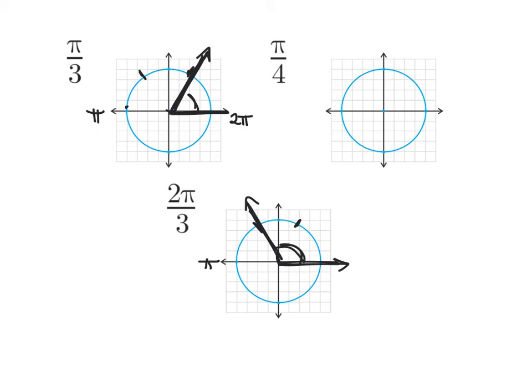For pi over 4, again, we'd start with our initial side. If this is pi, this would be pi over 2, halfway there. So to get to pi over 4, that's half of a half. Cutting that arc in half gives us this as our pi over 4 radians. Initially, everybody struggles with radians and drawing them and visualizing them and understanding them. But the truth is that the more that you use them, you'll see how much more helpful they are in drawing your angles and in doing trigonometry.